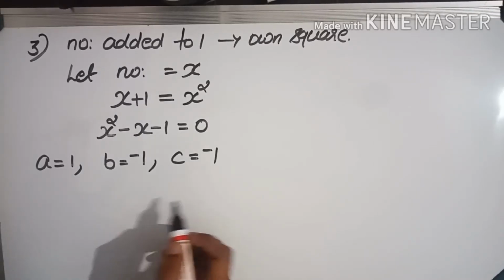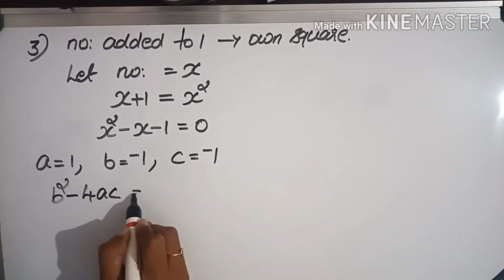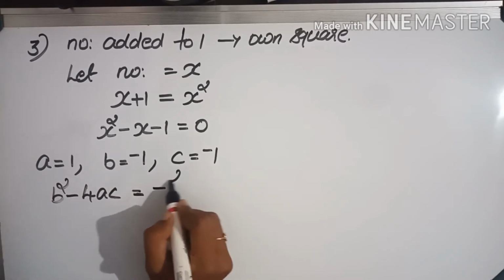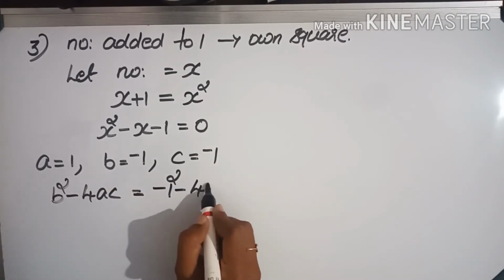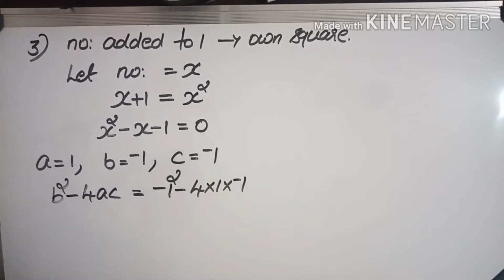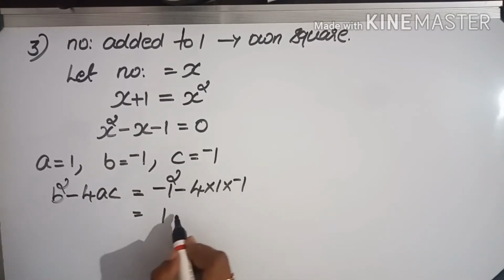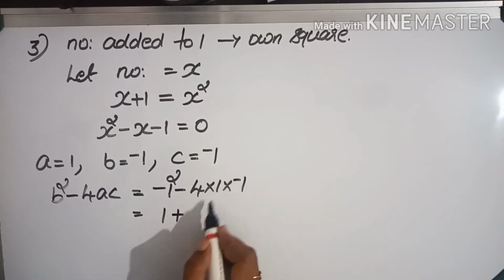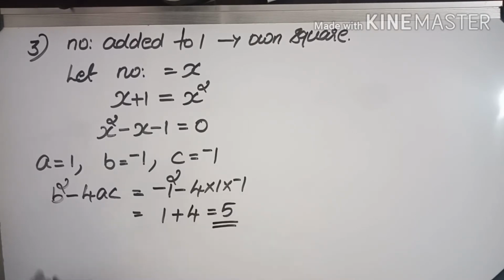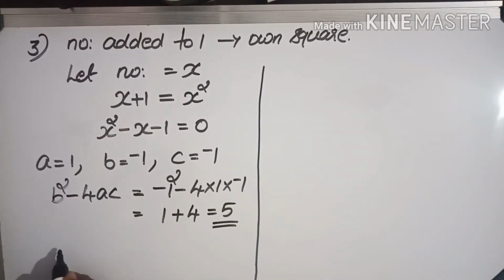Now let's find the discriminant, that is b square minus 4ac equals, b square means minus 1 square, minus 4 into a is 1, into c is minus 1. Now minus 1 square is 1 itself. Negative into negative, positive. 4 into 1, that is 4. So 1 plus 4 equals 5 we got. So the discriminant is 5.